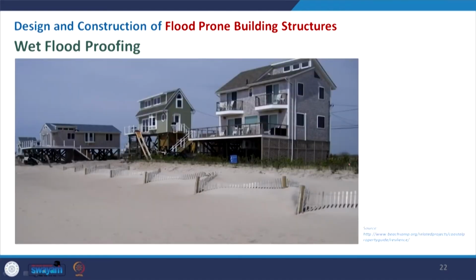Here is an example where you can see that the structure is not made at the surface, it has a height, and we have only these columns and some bracing to hold the load. During the flood, normally in coastal areas or near the bank of a river, this kind of structure will help. During flood levels, water can pass on, and there will be no such damage. So this can be one of the ways out in a flood scenario. Wet flood proofing is one of the options.